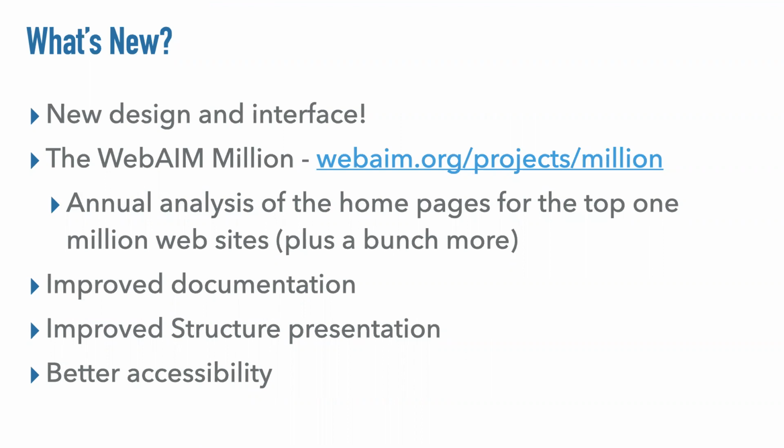We've released the WebAIM Million, which is a research project that we have done using Wave that analyzed the home pages for the top 1 million websites, plus a whole bunch more. There's a lot of accessibility data out there. It provides a snapshot of where we're at with accessibility and over the course of the last year, what has changed. So you can check that out. The WebAIM Million report is available on the webaim.org website. So that's just one way in which we have utilized Wave to help inform the broader accessibility community.